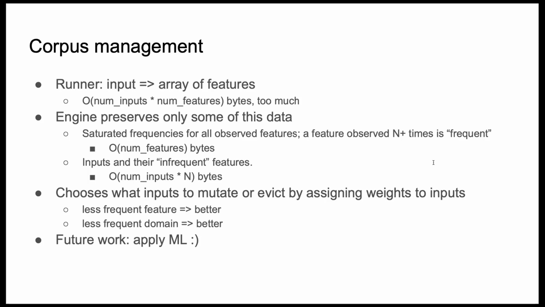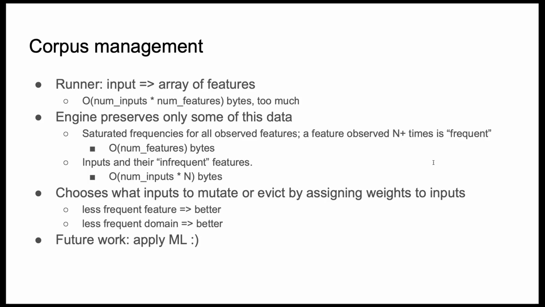And if you have some amount of inputs and some amount of possible features, then the amount of this data is a multiplication of the number of inputs by the number of features. And both numbers are pretty big. So remember, we want both to be in billions. So a billion squared is a pretty decent number. You don't want to spend this many bytes. And so the engine, when it receives all this data from the runner, it only preserves a subset of this data.